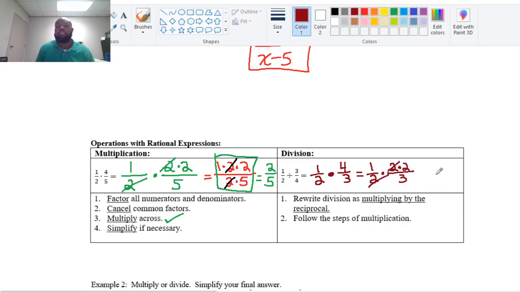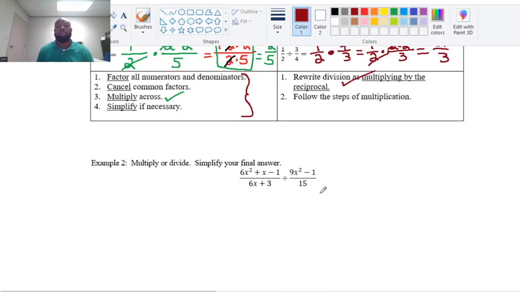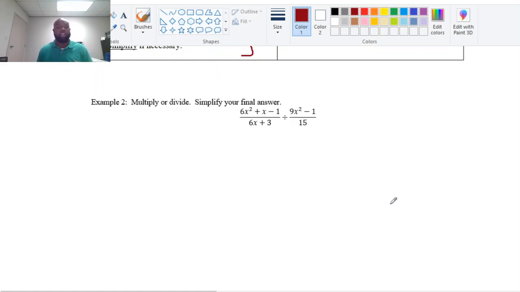We cancel our common factors and then multiply across. 1 times 2 is 2, and that's a 3 in the denominator, right? So basically with division, you have one additional step at the beginning. You rewrite division as multiplied by the reciprocal, and then you follow these same steps you followed over here for multiplication. Let's look at some example, or one example where we multiply or divide.